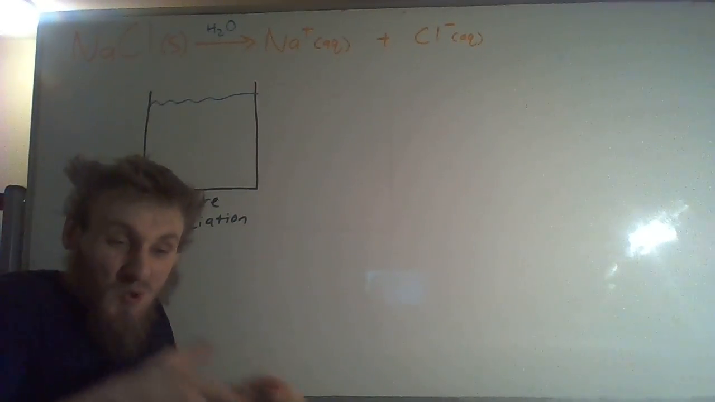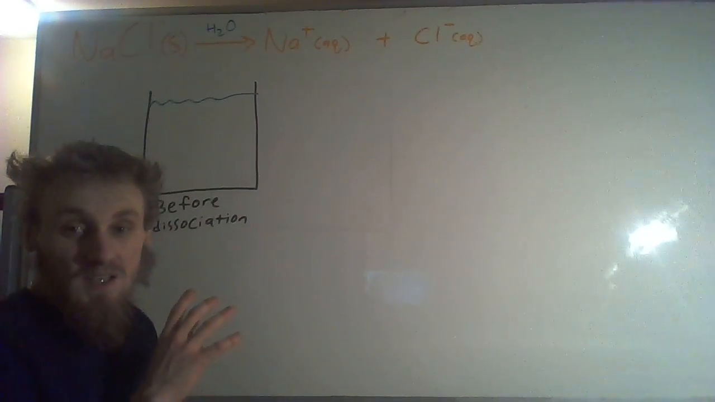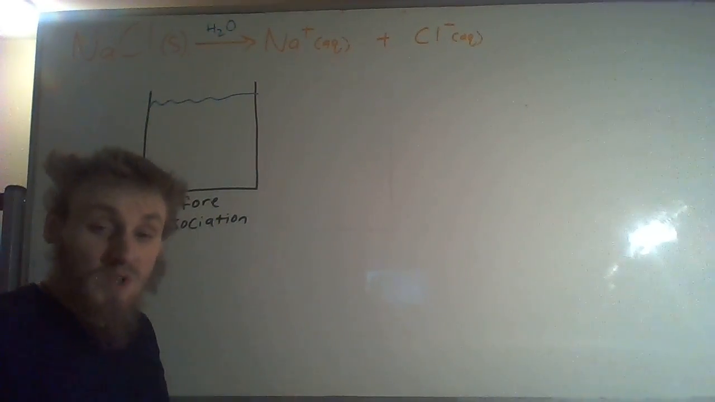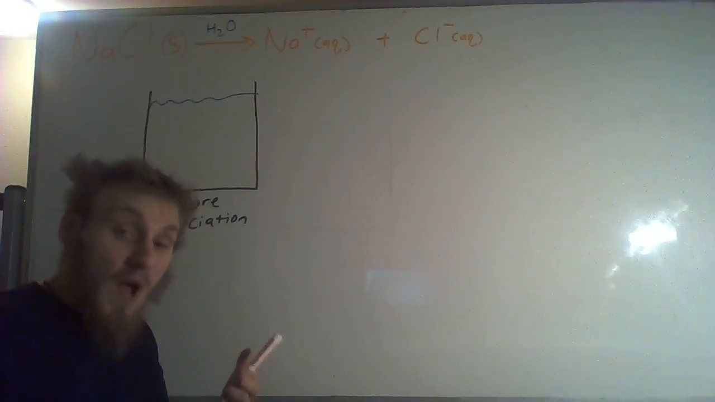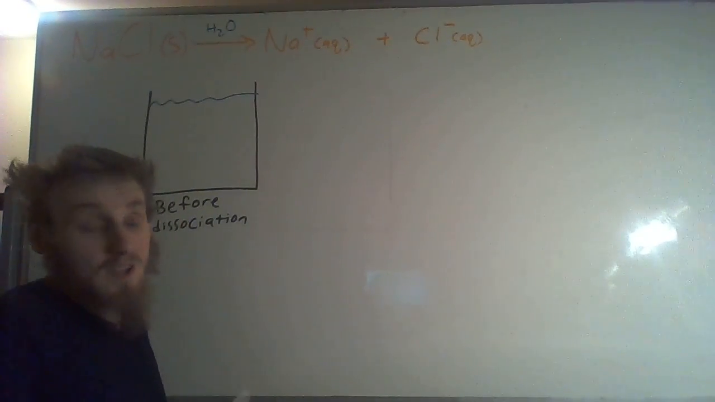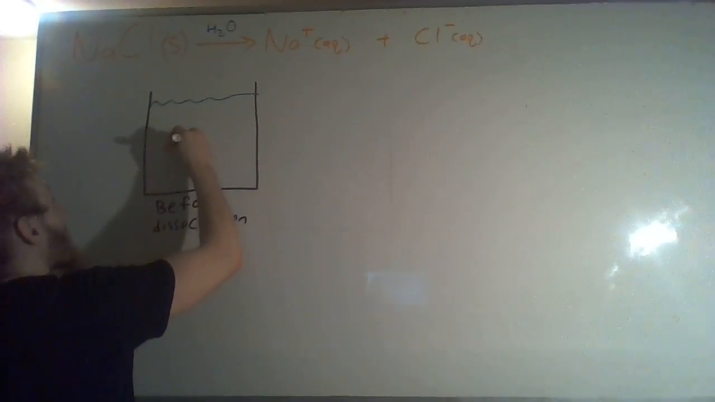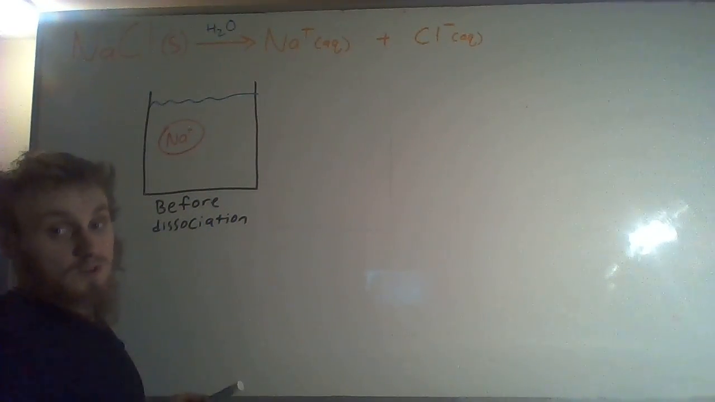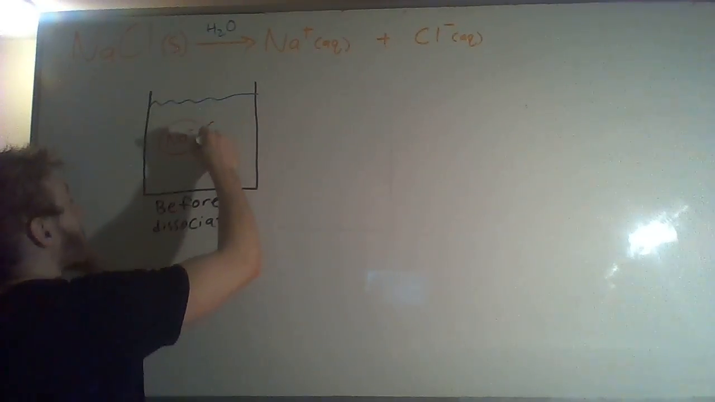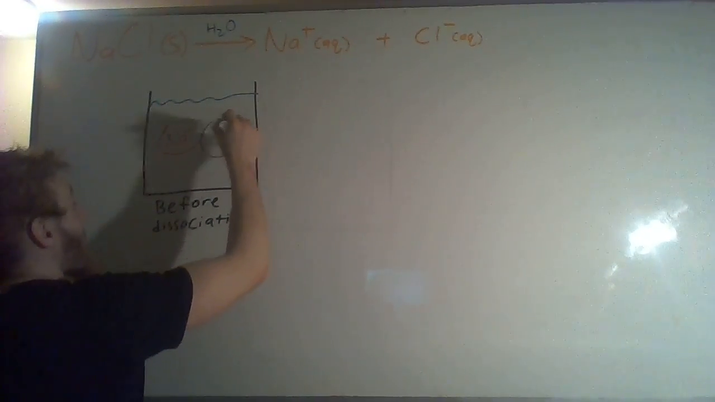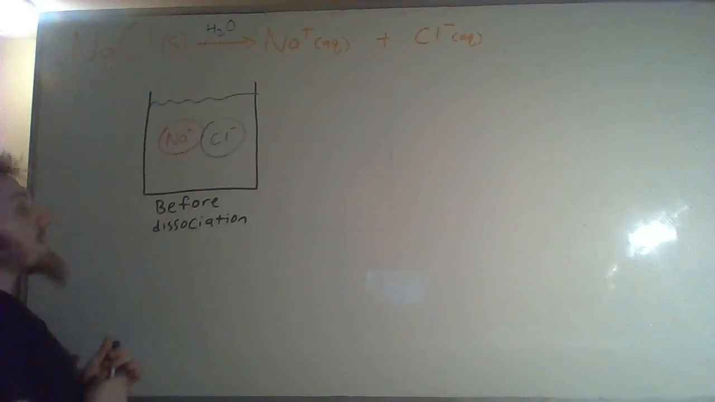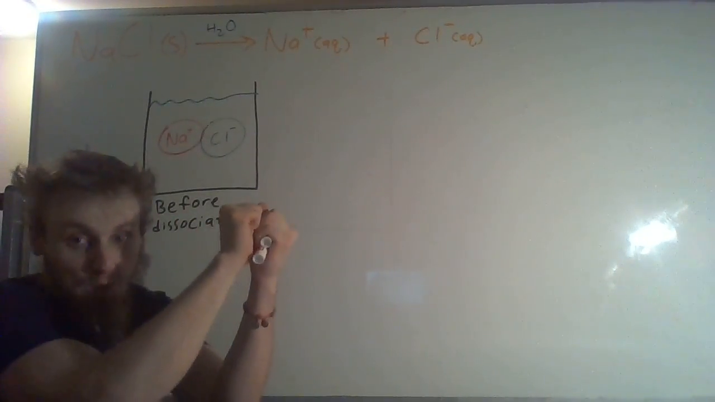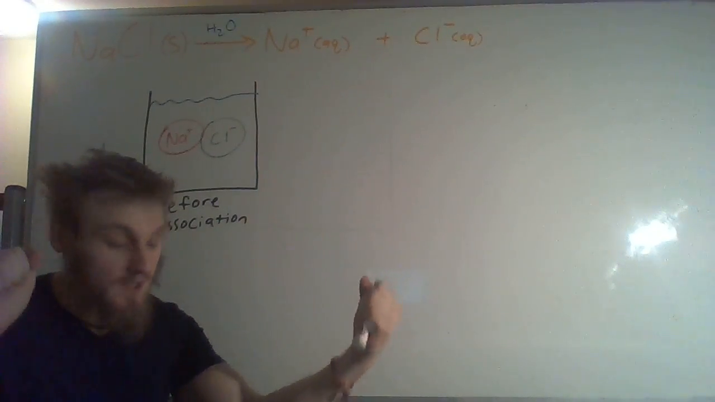So if we were to zoom in on the nanoscale on this beaker of water with sodium chloride in it, to see what's going on, we would probably see something that looks maybe like this. We would have a sodium ion here. Again, it's positively charged, and it's going to be in very, very close proximity to a negatively charged chloride ion. So this is before dissociation has occurred, before those ions have separated from one another.